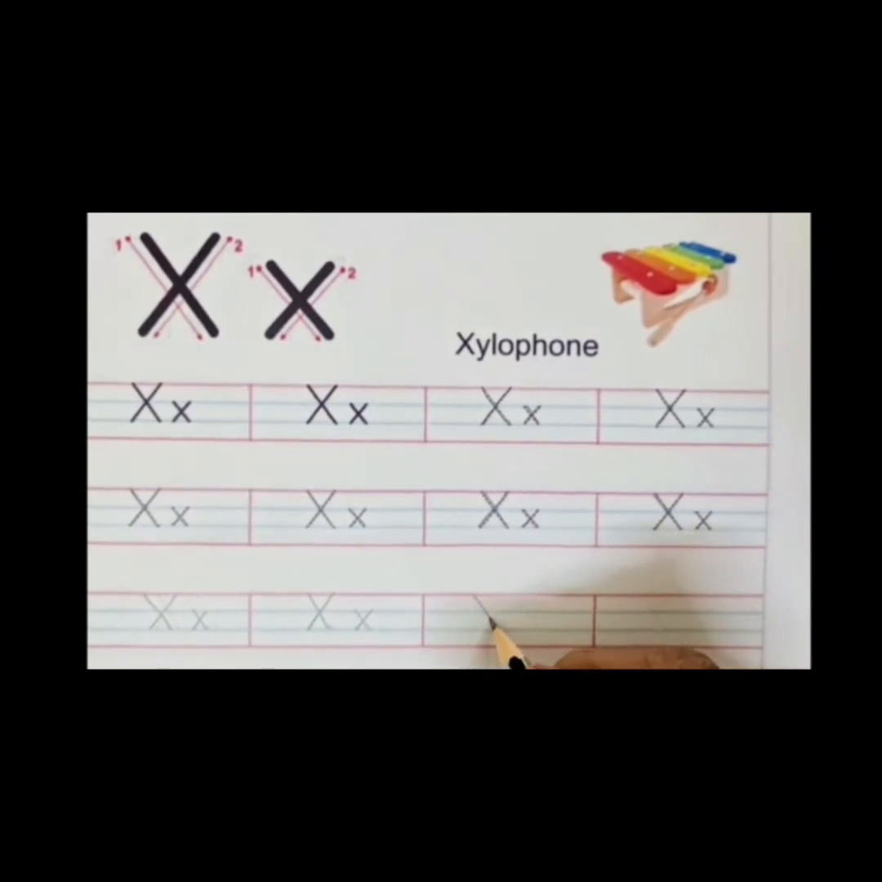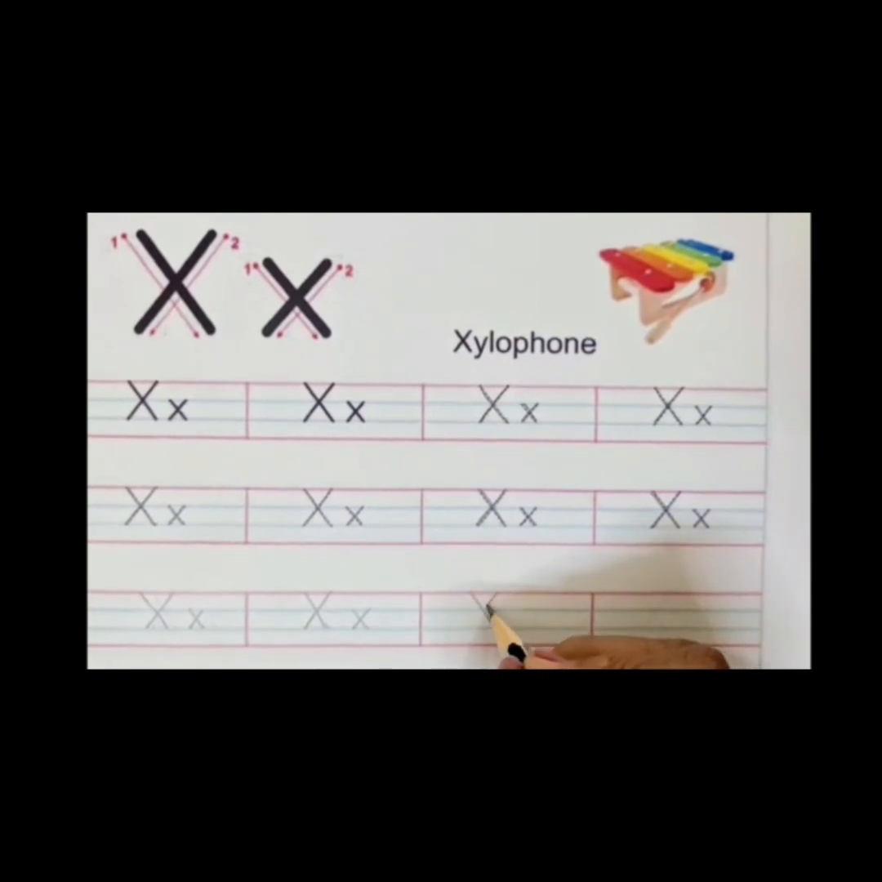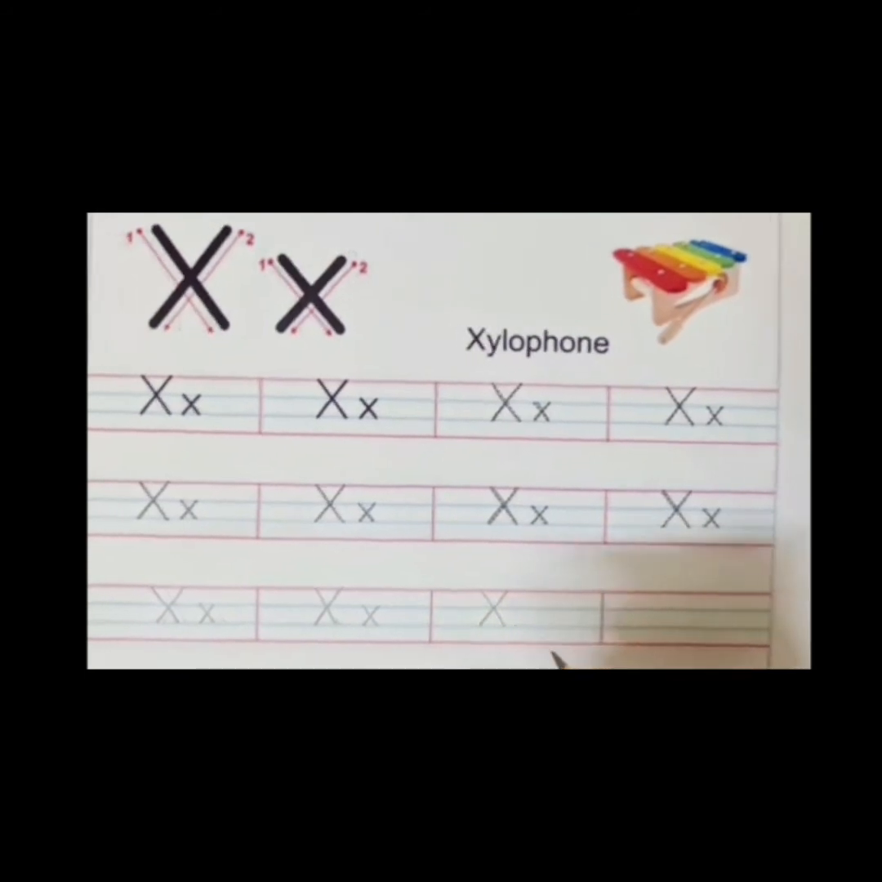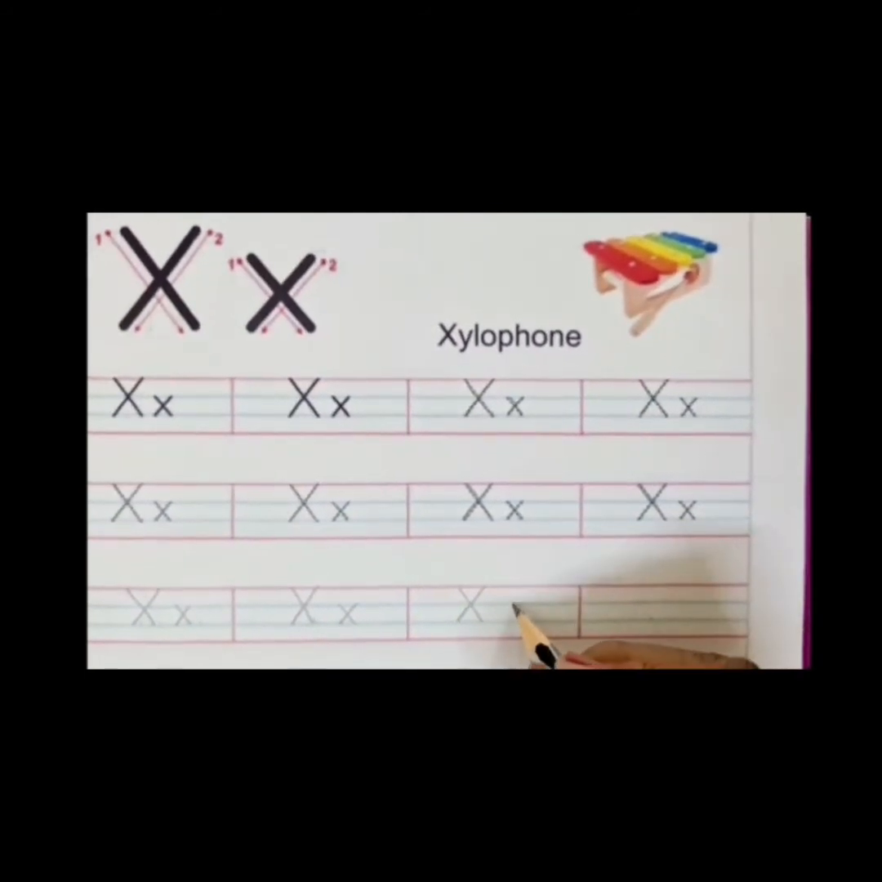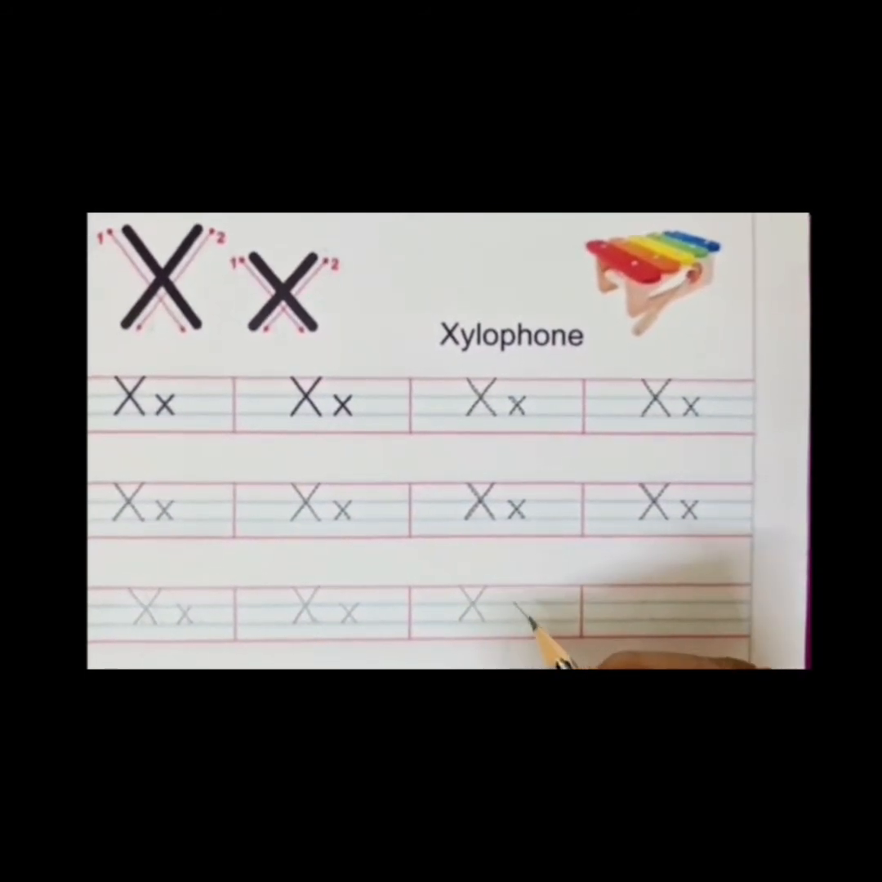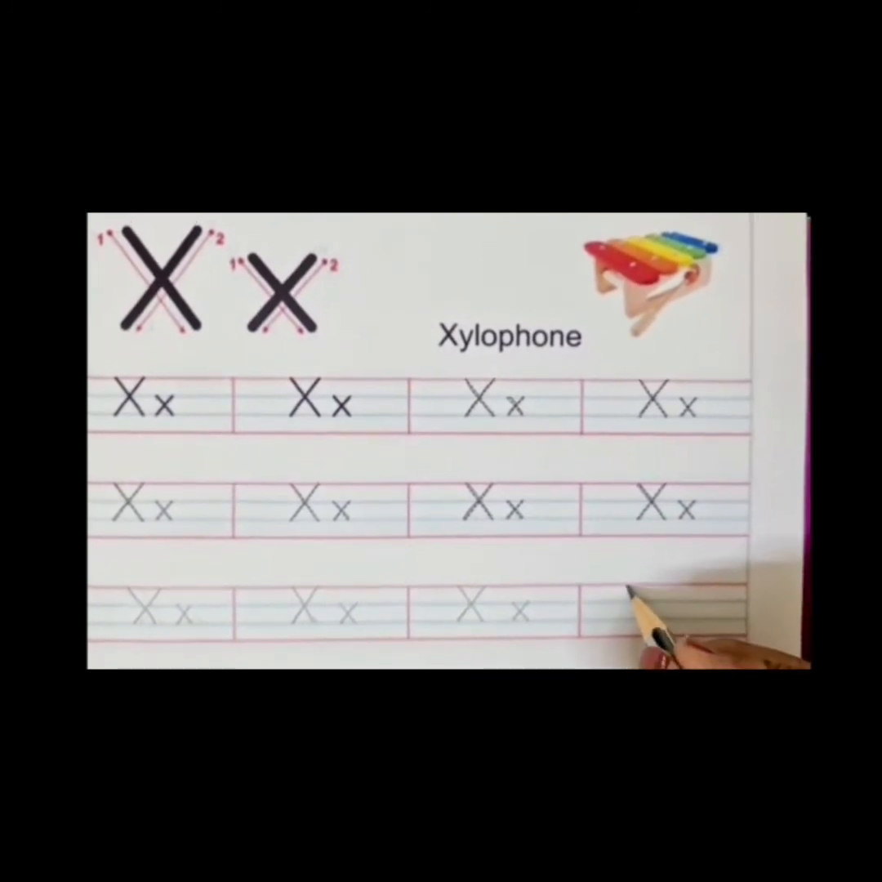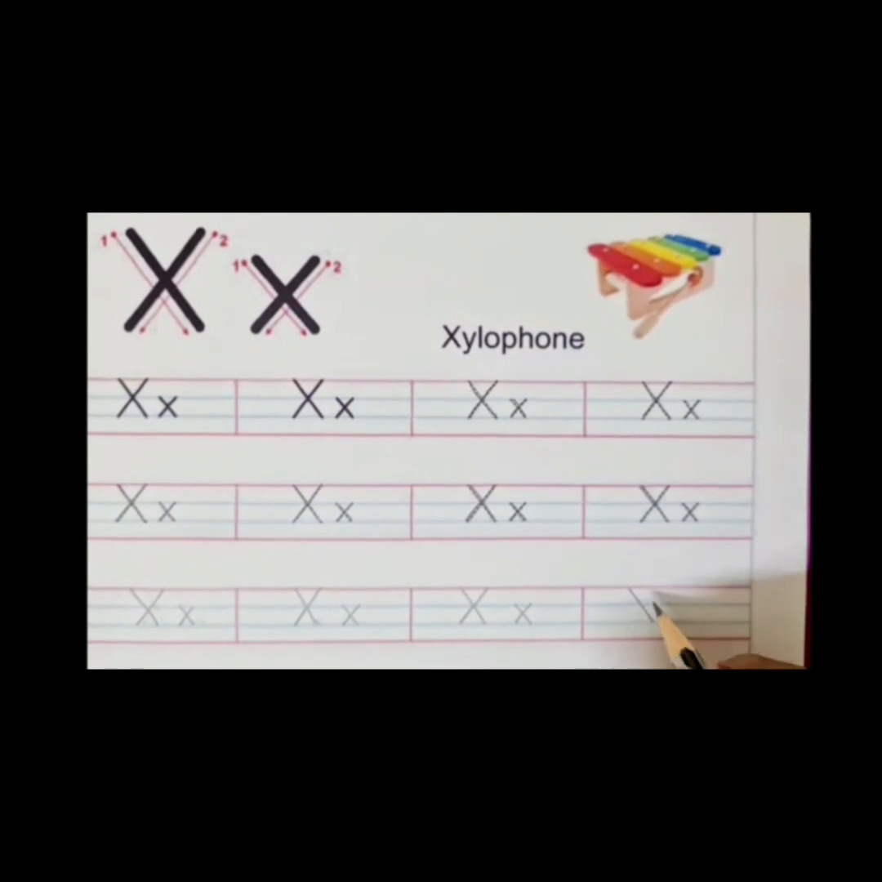Capital X is slanting line from red line to second blue line. Opposite slanting line which will cut the first slanting line on the first blue line to the second blue line is capital X. Small x between the blue lines. Small x. Again capital X. Small x.